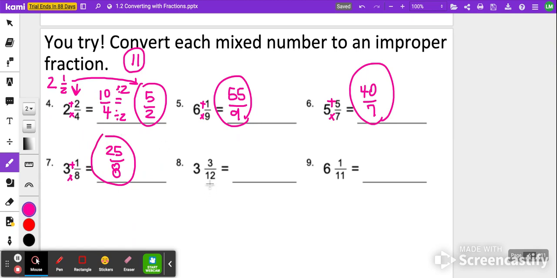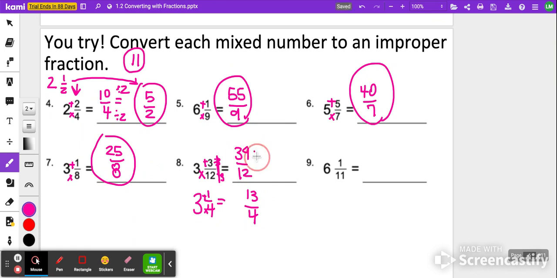3 and 3/12. Notice that this 3/12 could be simplified. 3 and 3/12 is also 3 and 1/4. So I'm going to show you how quickly I can get that once I reduce that 3 and 3/12. I just divided both by 3. Okay, so watch what happens. 4 times 3 plus 1 is 13 over 4. Now, if you didn't do that, that's okay. You just did 12 times 3, which is 36, plus 3 is 39. So you get 39 over 12, okay?